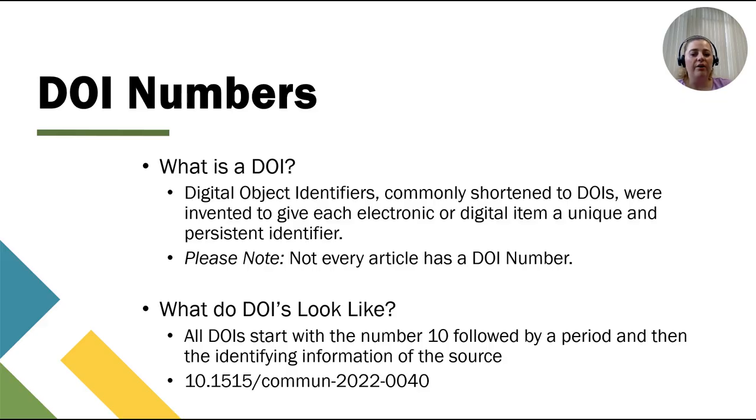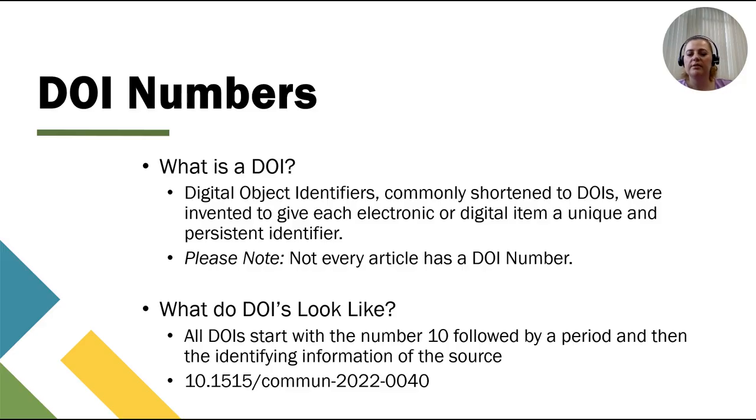Not every article though has a DOI number. That is kind of a confusion as you are working through the materials. Older materials might not always have a DOI number, and materials that haven't fully gone through the publishing process might also not have that identifying number. So what do DOIs look like?